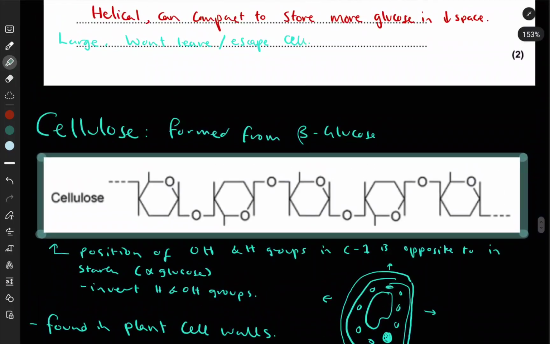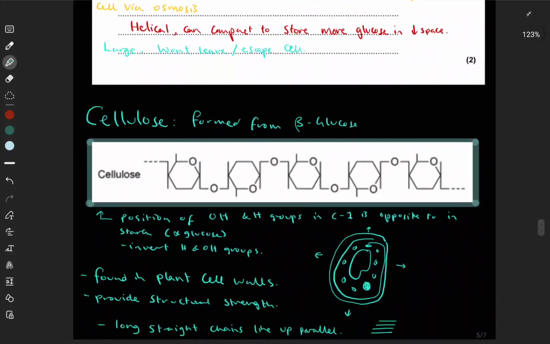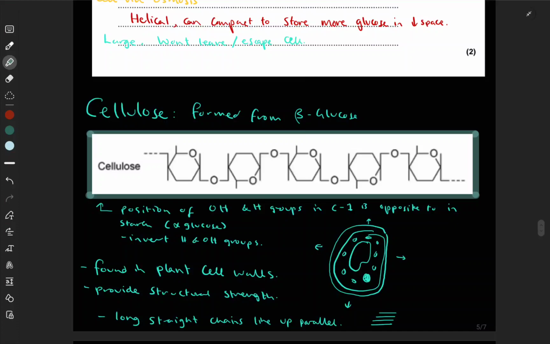So in starch, we see how alpha glucose is used. In cellulose, we see how beta glucose is used. They're both isomers, beta glucose and alpha glucose. So therefore, there will be some structural differences.